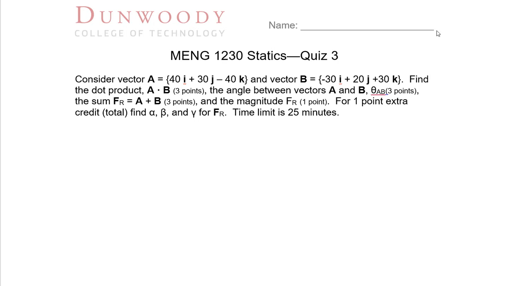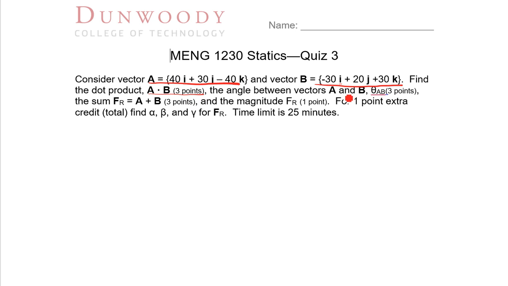Okay, we'll solve quiz 3 for mechanical engineering statics, which is MENG1230 at Dunwoody. So we're given two vectors. We have vector A, which is 40i, 30j, negative 40k. And vector B, which is negative 30i, 20j, plus 30k. We're asked to find the dot product.